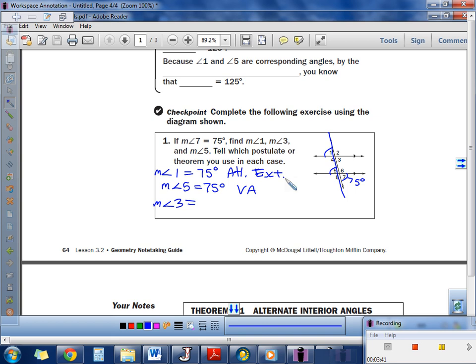Last one is angle 3. Angle 3 is right here. How does it compare back to angle 7? Those are corresponding. They're actually on the same side of the transversal in the same position on different intersections. So they're both 75 due to corresponding angles. Good job.